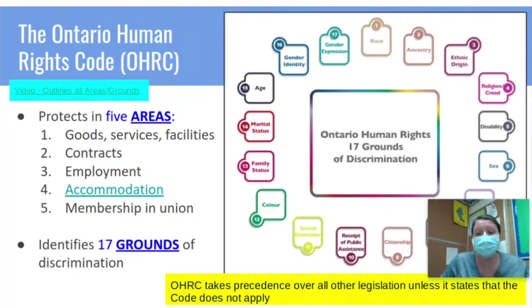Discrimination based off of one of these criteria, for example, being discriminated against because of my sex, because I'm female, being discriminated against because of my family status, being single or married, being discriminated against because of my gender identity, that cannot happen, and I am protected against that in 5 different areas of the law. The first is goods, services, and facilities. So anywhere that I go to receive goods and services, if I go to the mall, if I go to any organization or business, I am protected against being discriminated against.